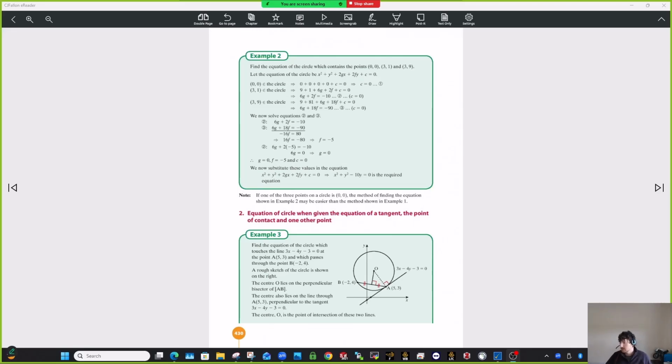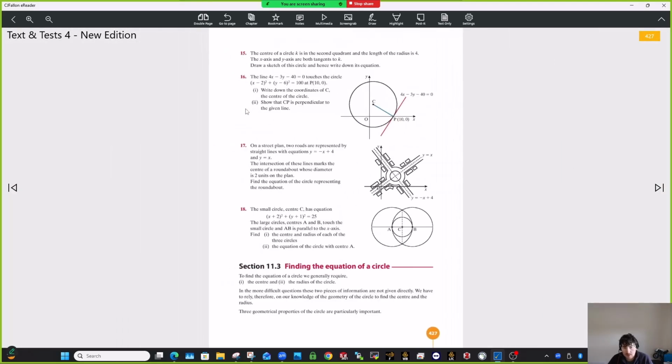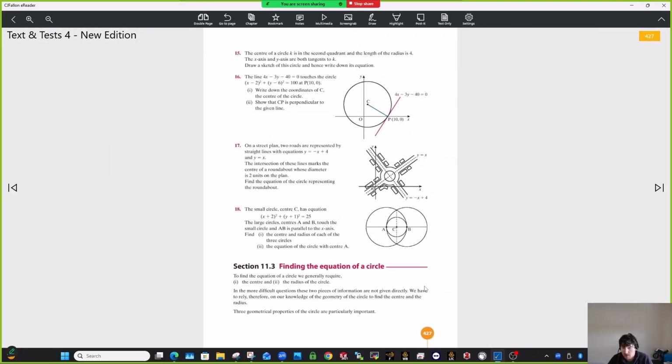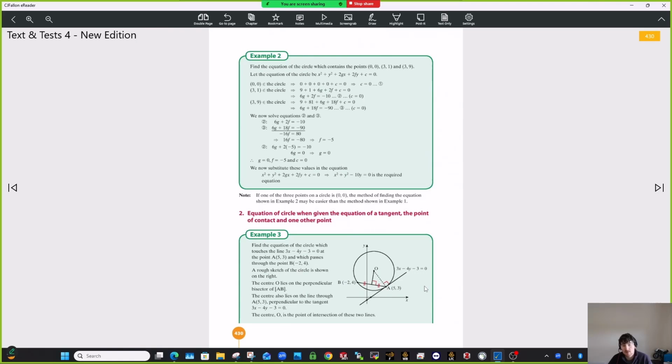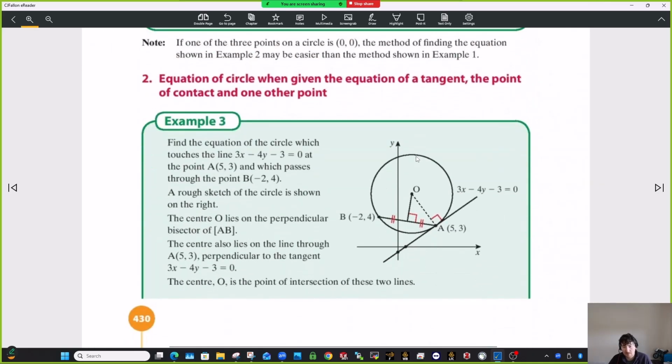Okay, great stuff. So we're back now and we're going to continue working through some of the examples from this section, which is related to finding the equation of the circle. It's a pretty big section in the Leaving Cert course. Out of all the sections in these textbooks, this is probably the chunkiest, because of all the different methods there are to find the equation of a circle.